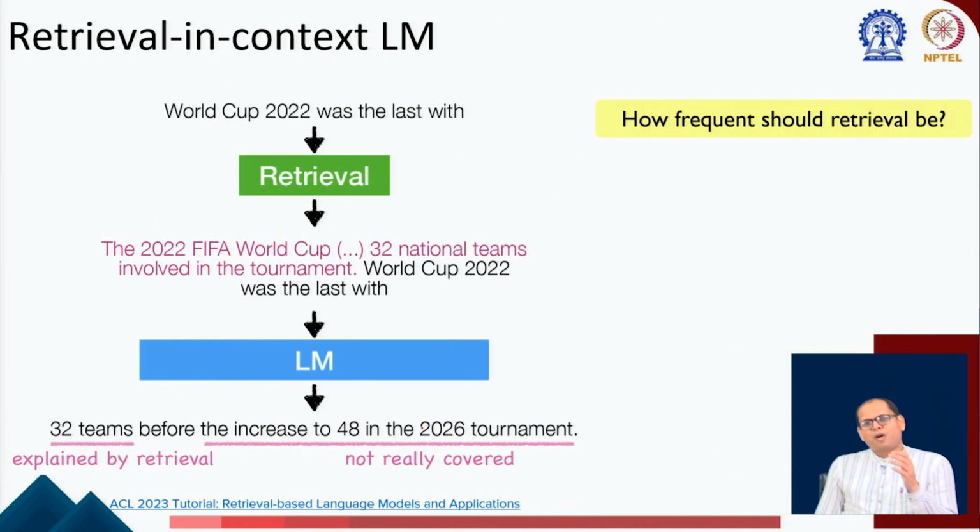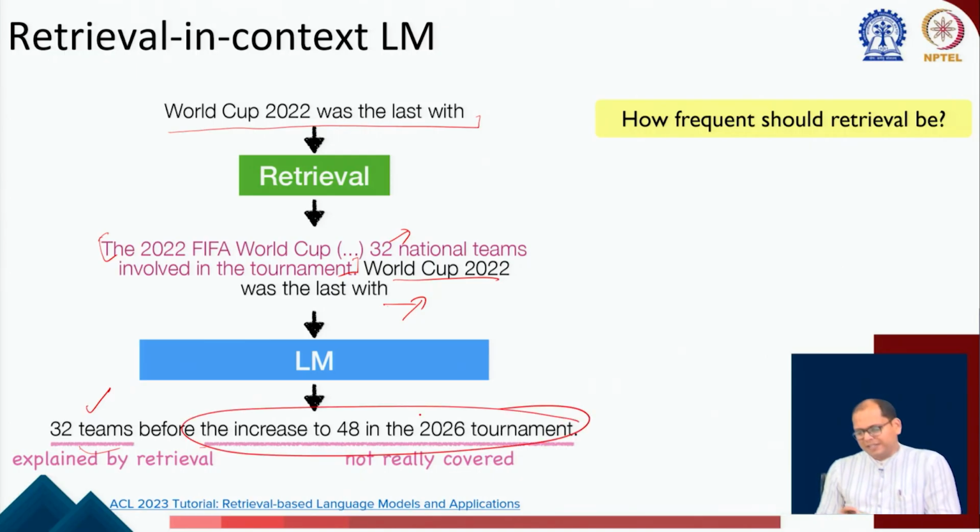Then coming to the problem of how frequently we should do the retrieval. They again tried this. Let us say this is what we are generating, "World Cup 2022 was the last with". At this point I do the retrieval, and this is what I retrieve: "the 2022 World Cup, 32 national teams involved in the tournament". This is what I have till now. I pass it to the LM with this retrieval and the current input, and I get "32 teams". But I also wanted to generate "before the increase to 48", and I do not have it right now in my retrieval.